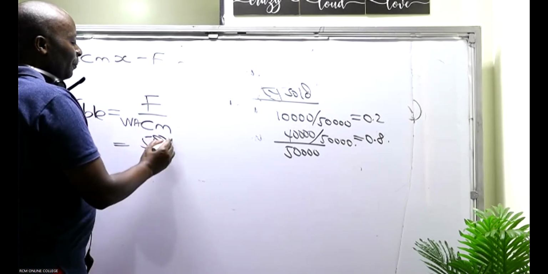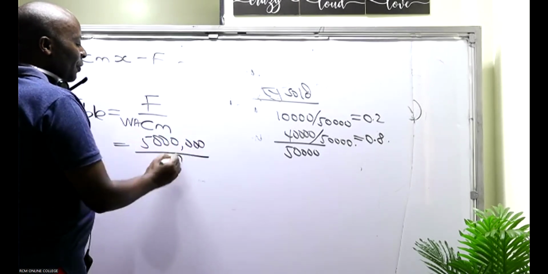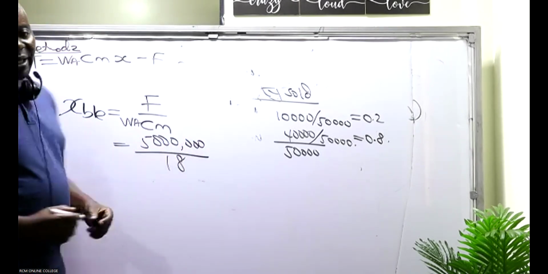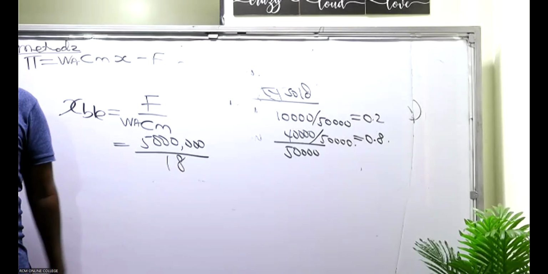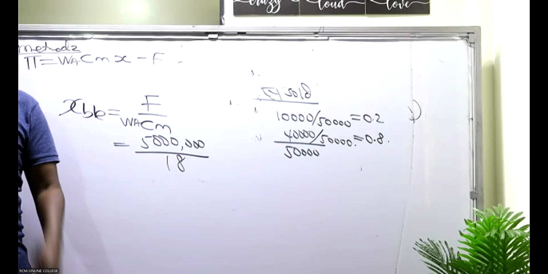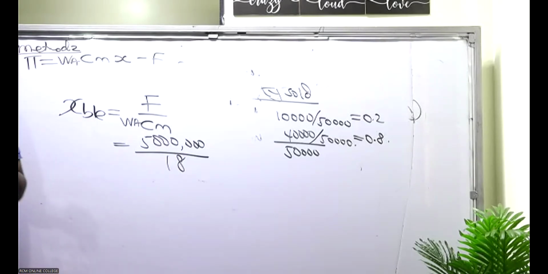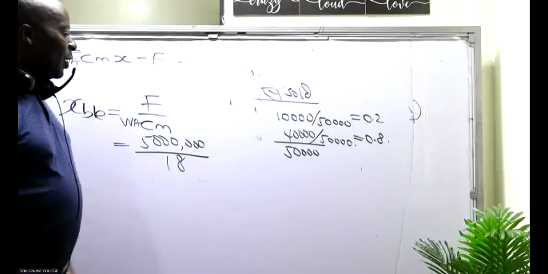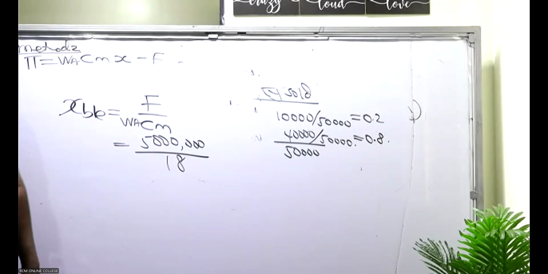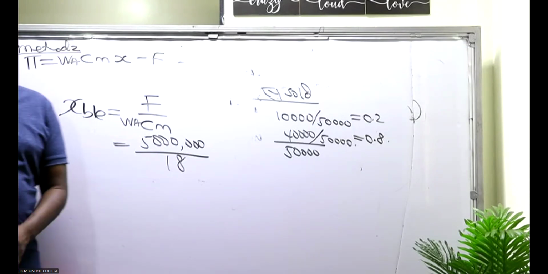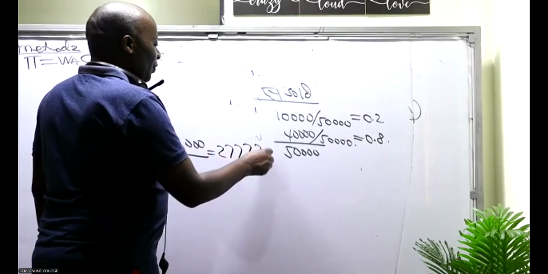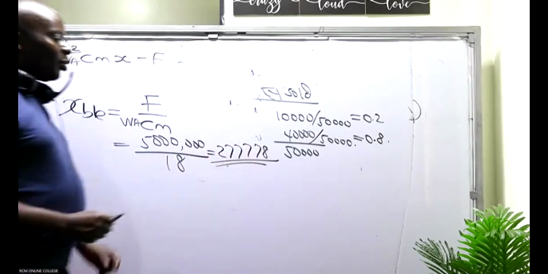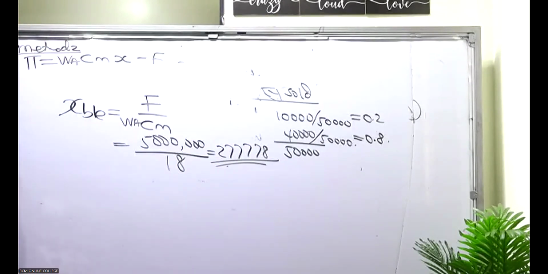Fixed cost is 5 million. If my memory serves me well, you had given me a contribution margin of 18. Fixed cost remains at 5 million. So the number of units that we must sell for us to break even will be 5 million divided by 18, which gives quite an ugly figure of 277,778.